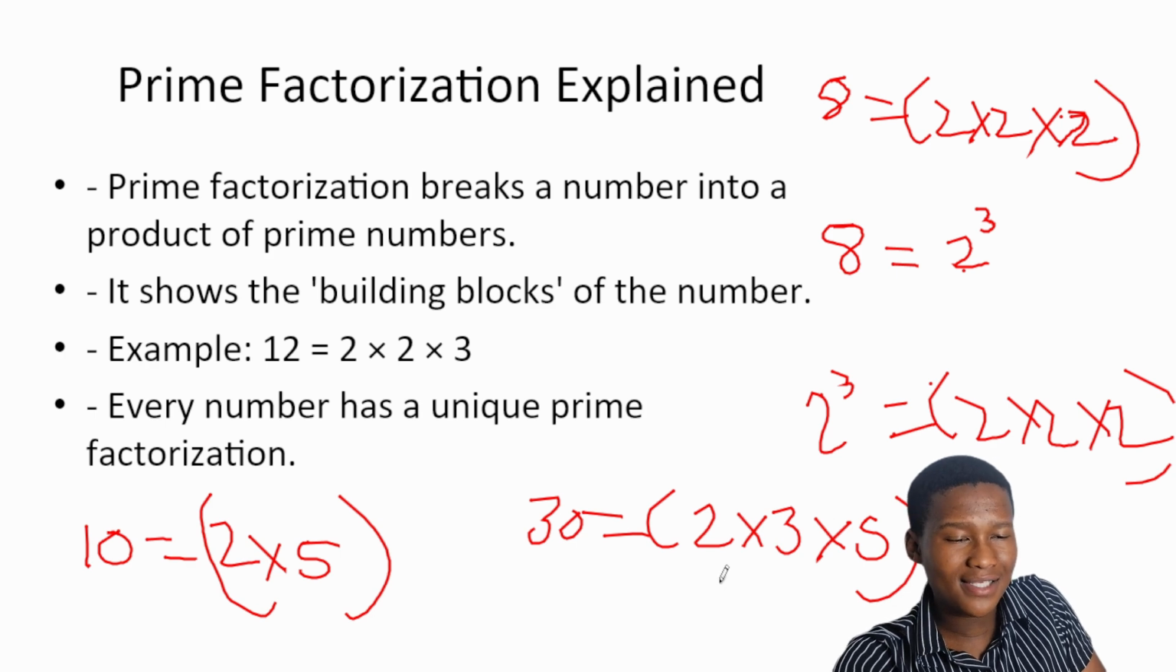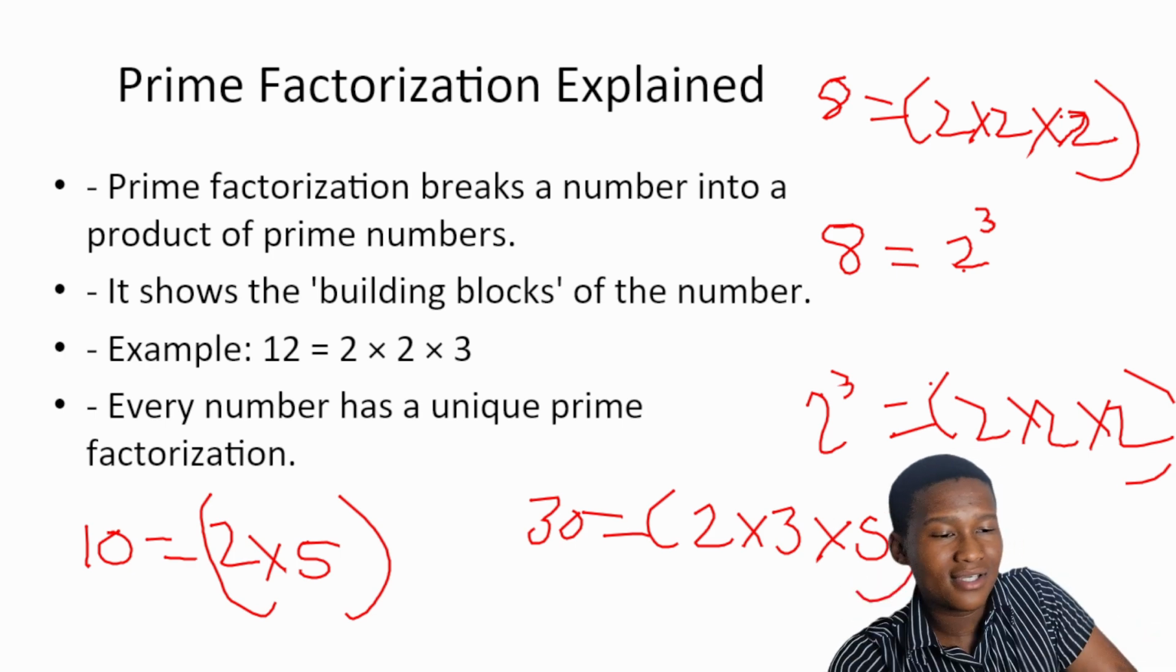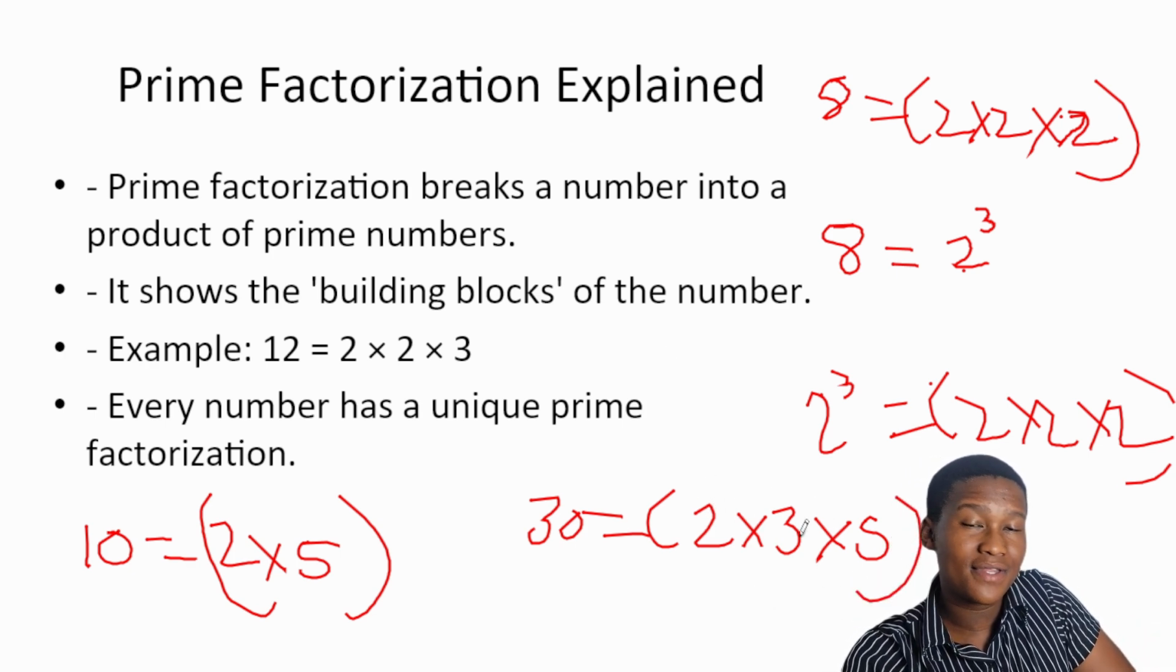Let's check. 2 times 3 is 6. 6 times 5 is 30. Meaning that if I break 30 into a product of prime numbers, this will be the correct answer because it gives me 30.